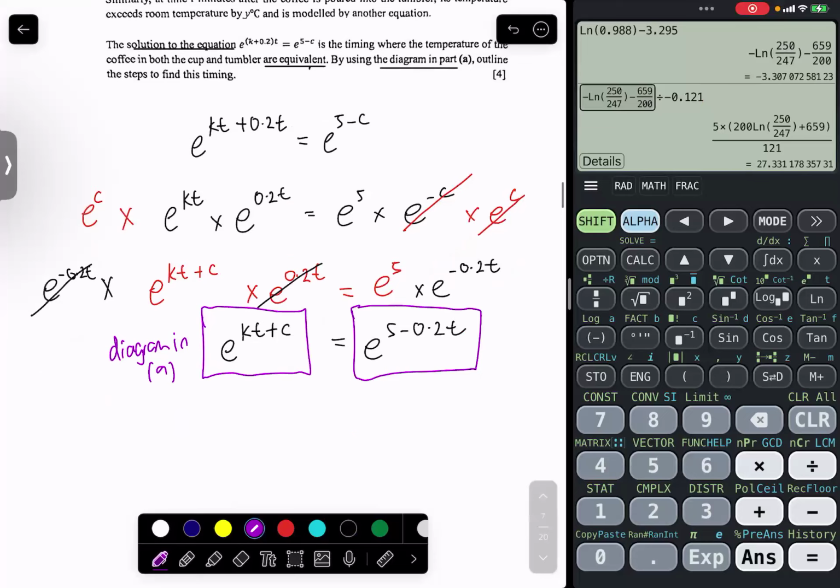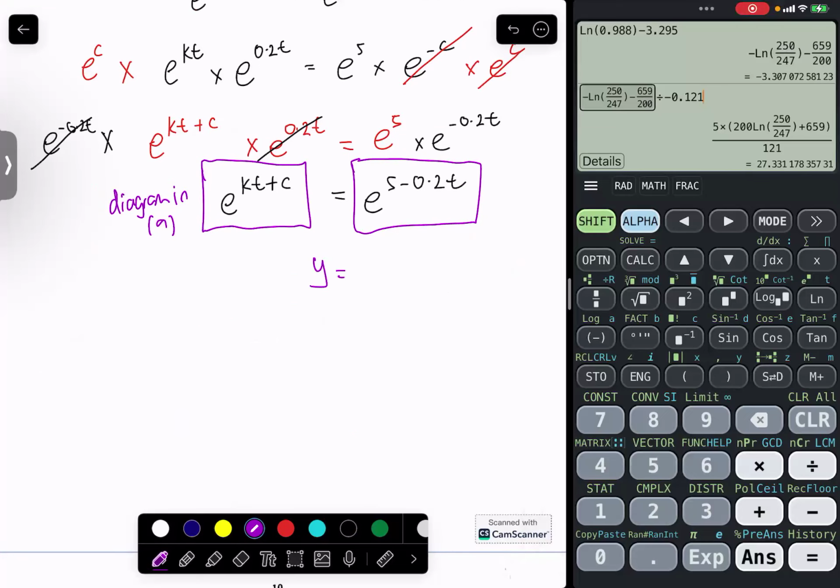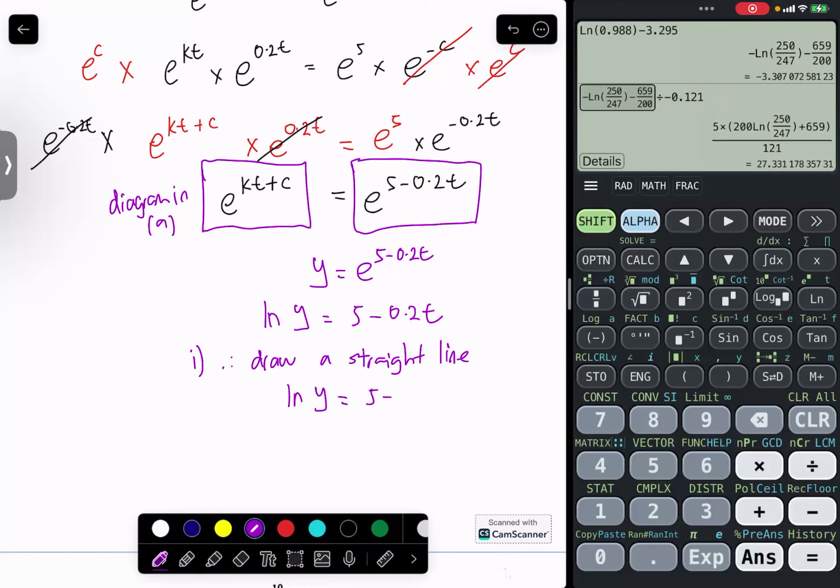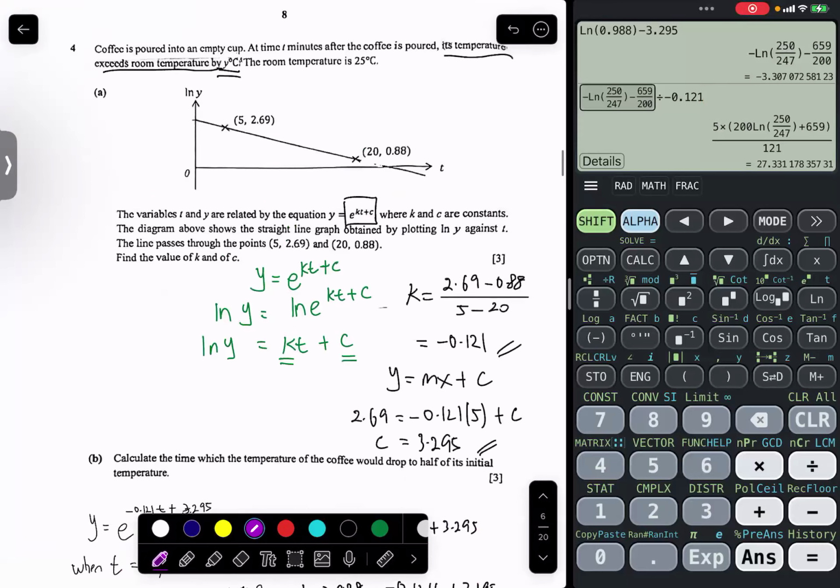But the diagram is based on, this is the equation of the tumbler, by the way, right? e^(5-0.2t). Now the problem is the diagram is in ln y against t, so we have to take ln at both sides. Therefore, the steps to draw are to draw a straight line, ln y equals 5 minus 0.2t, with a gradient of negative 0.2 and a y-intercept of 5, right?